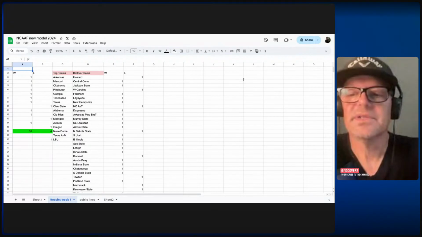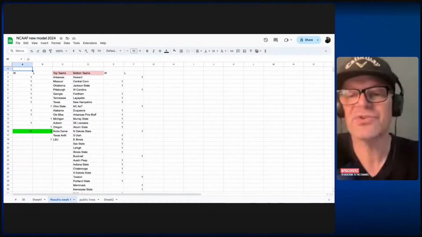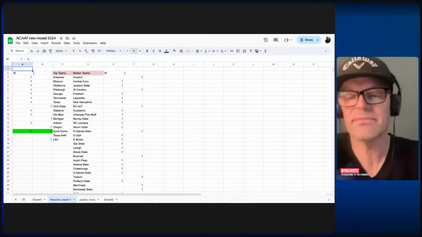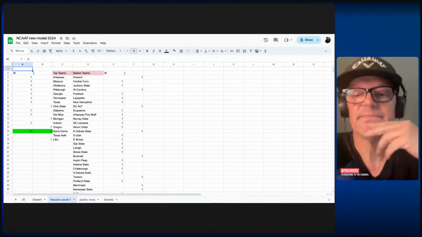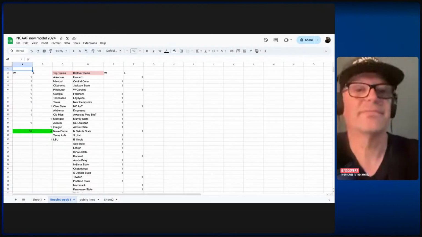Tennessee played Chattanooga. The line was minus 39.5. So all these lines that I'm calling out for these top teams via my model, they had huge numbers. I would guess it probably averaged 40. Tennessee won 69-3.